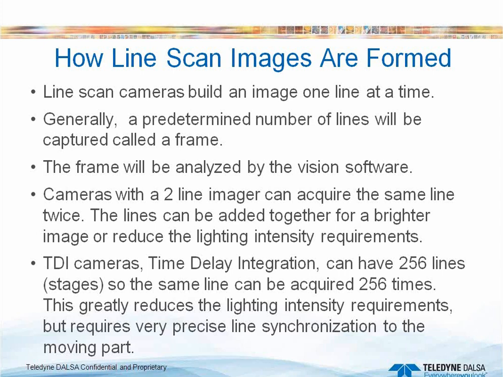There are cameras with two line imagers, so instead of having a single row of pixels, there are two rows of pixels. What it does is it actually takes the image twice, which allows you to have a brighter image when you have low intensity lighting. Then we have TDI cameras, which stands for time delay integration. Those cameras can have up to 256 lines or stages. So as you can tell, every time you acquire a line, you're really acquiring 256 times. This will allow you to reduce the intensity of light, and also it would allow you to have a much better sensitivity.